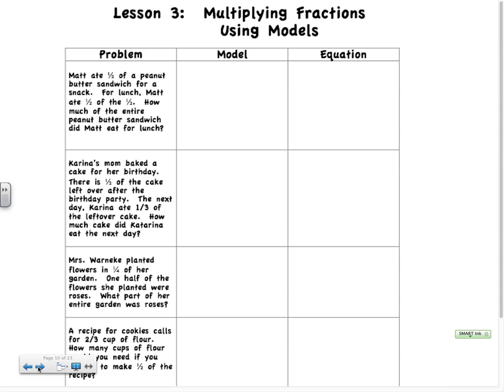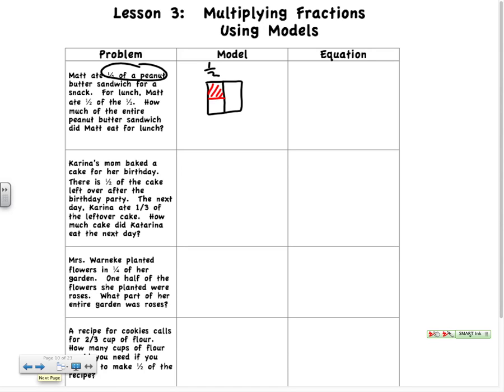So I'm going to start with the whole sandwich. I'm going to make it a square this time. So this is one whole sandwich, okay? It says he ate half of it for a snack. So let's say he only has half left. Let's say he has this half left, okay? The other part is gone. So for lunch, Matt ate half of that half. So he ate this part, half of that half.